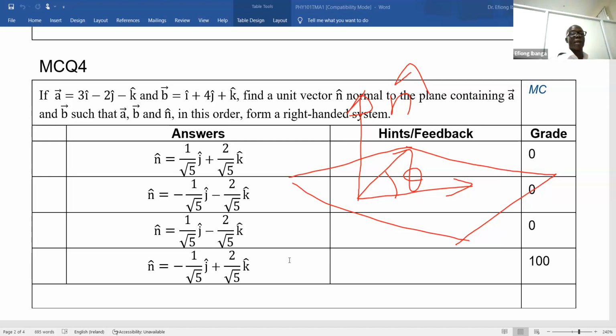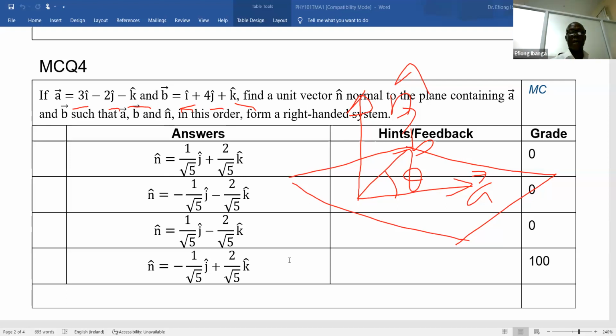So you have A and B. Now, these are the X, the Y, the Z components. So you are asked to find a unit vector. So what are we going to use in this case? What are we going to use? So if this is my A, and this is my B.